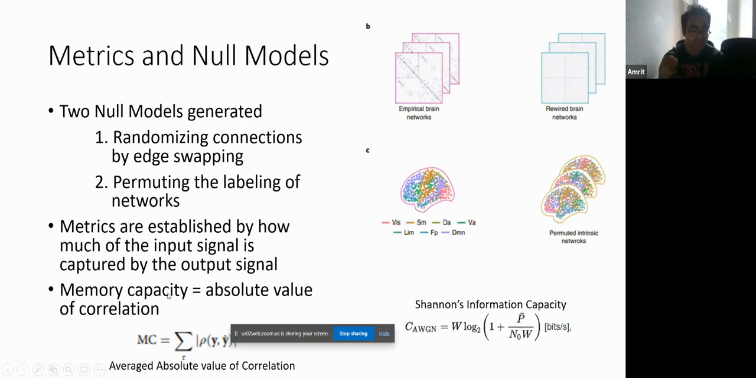And I don't like that she called this memory capacity, because capacity to me has a very information theory meaning, like Shannon's capacity, where you have an encoder and a decoder. I don't know why she doesn't just do regular capacity stuff here, and she just takes this weird absolute value of correlation.